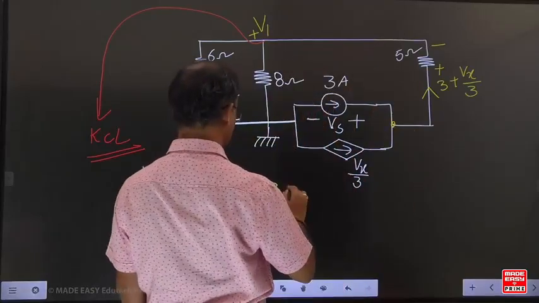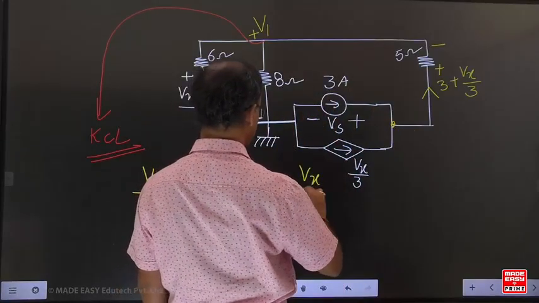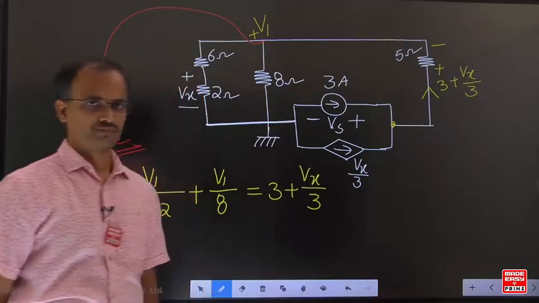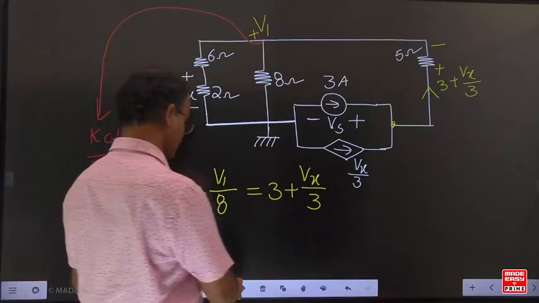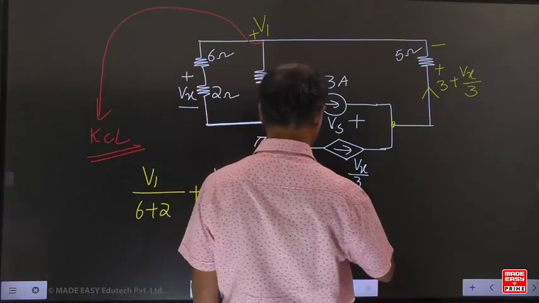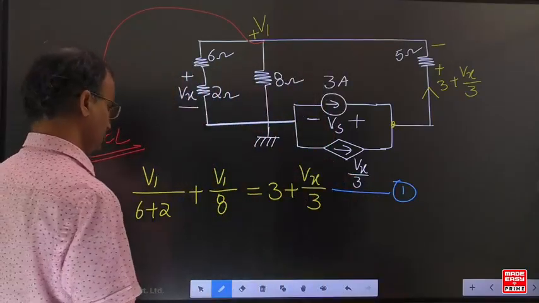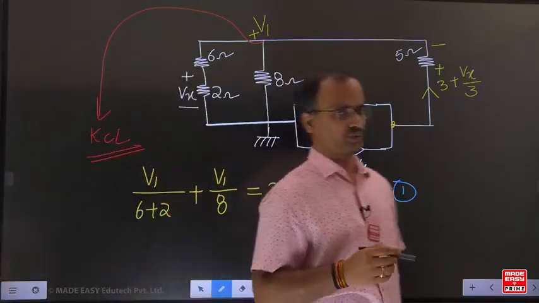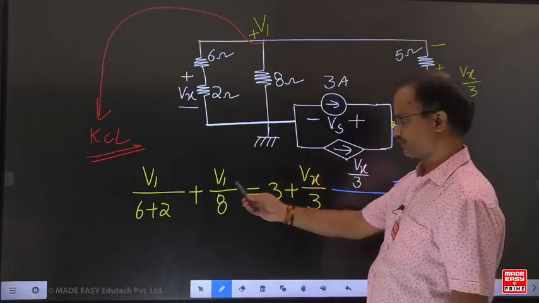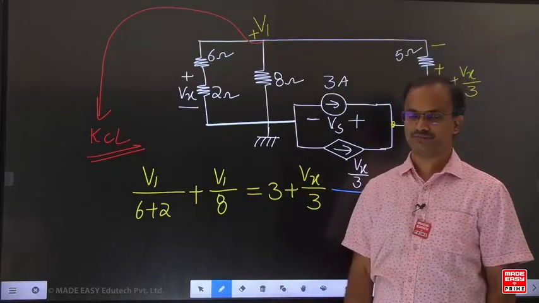The entire thing is the incoming current: 3 plus Vx by 3 incoming current. Sum of outgoing currents equals sum of incoming currents. But in this equation, how many unknowns are there? 2 unknowns. One is V1, the other one is Vx.